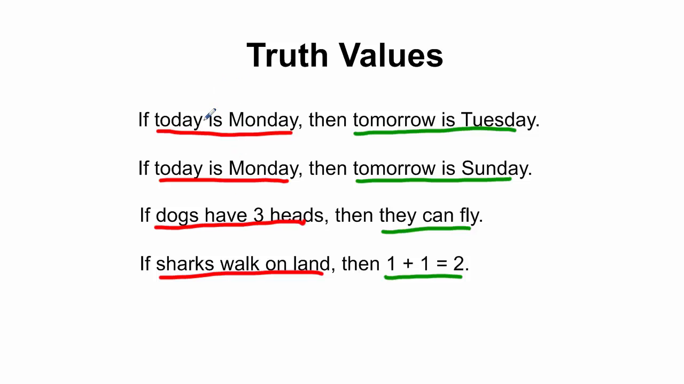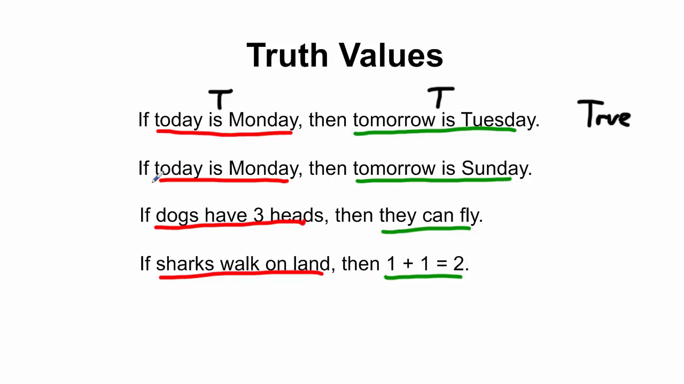So here's my hypothesis. If today is Monday, let me consider the case when it's true. So let's say today is Monday. I'm considering the case when that's true. Then tomorrow is Tuesday. Well, if it's Monday today, is it true that tomorrow is Tuesday? Yes, that's also true. So if you have a conditional statement where the hypothesis is true and the conclusion is true, then the truth value would be true. That's our truth value for this conditional.